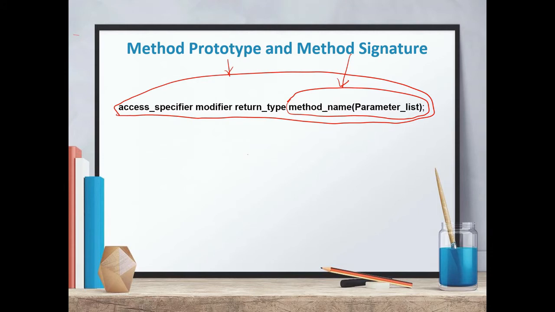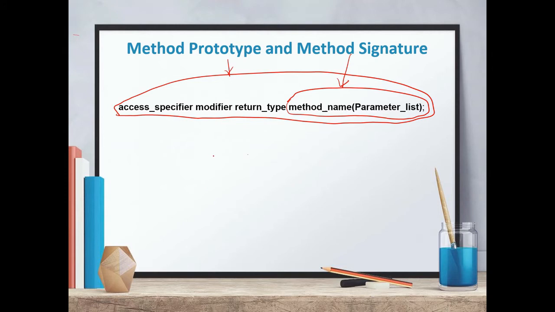The compiler actually matches this prototype each time a method is accessed. In a method prototype, the access specifier and modifier are optional, but the return type and method name are mandatory. The parameter list is also optional. We can also put empty parentheses.